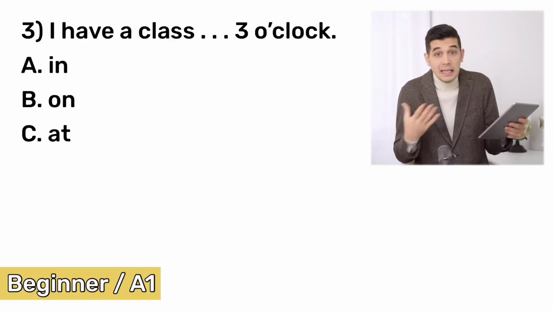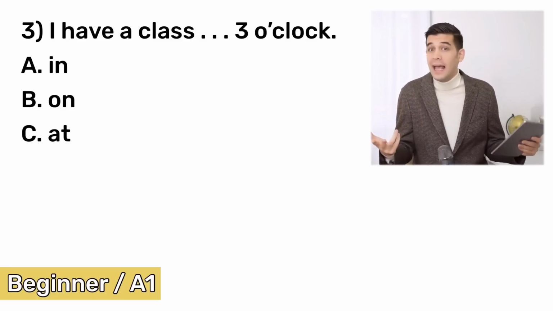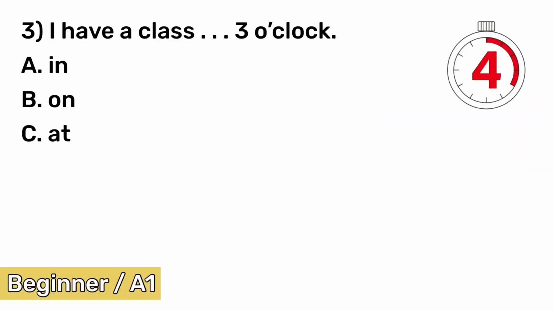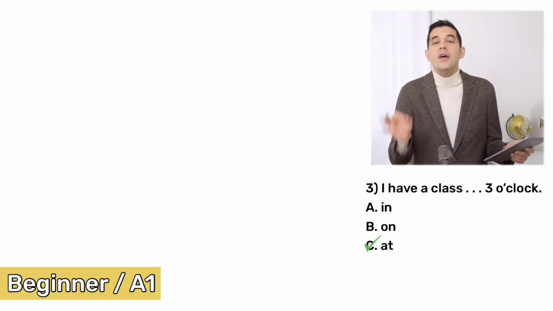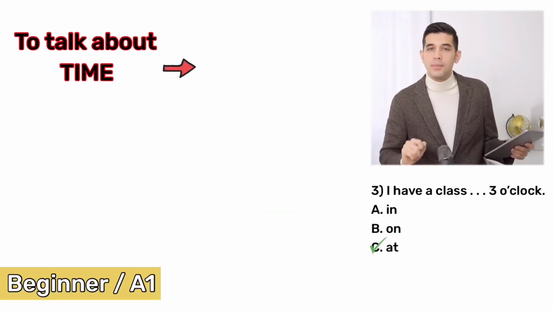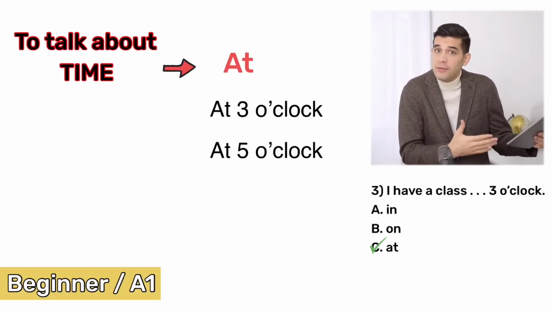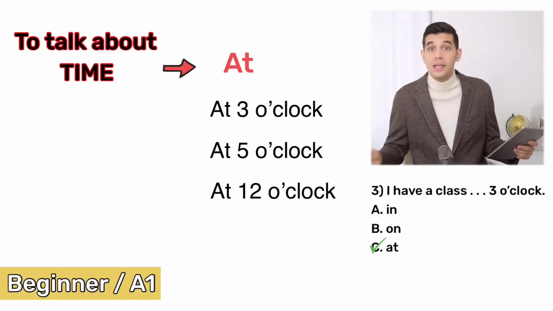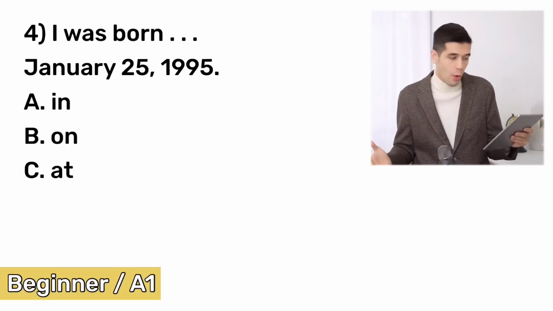I have a class 3 o'clock. In, on, or at. At 3 o'clock. But why? Whenever we talk about time, we use the preposition at. At 3 o'clock, at 5 o'clock, at 12 o'clock, at plus time. Let's go to question number 4.